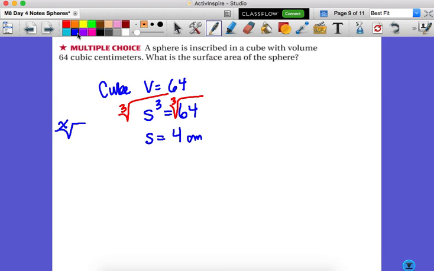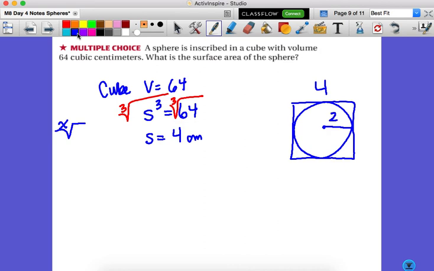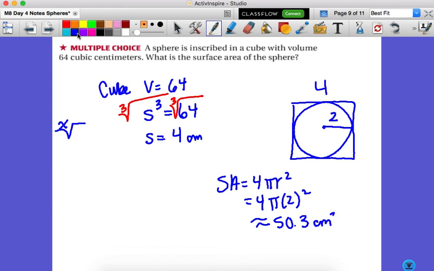So since this sphere fits perfectly in here, if we can kind of get a visual of what's happening, and forgive me for my art here, we've got this sphere that's fitting perfectly in there, and if this entire side is 4, then that means my diameter is also 4, so that means my radius is 2. So my surface area formula of a sphere is 4 pi r squared, so 4 pi times 2 squared. It doesn't say if it wants it in terms of pi or not, so I'm just going to go ahead and type it all in my calculator, and we end up with about 50.3 square centimeters.